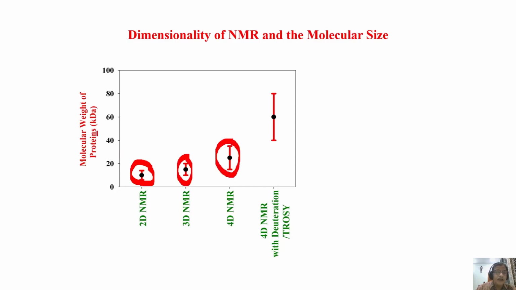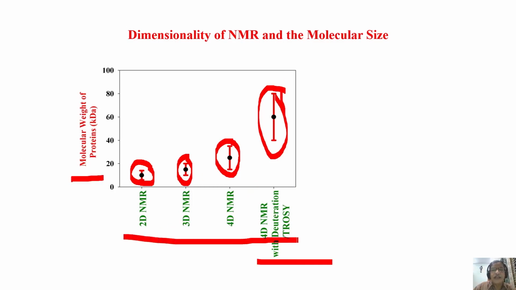And for an even bigger molecule, you need 4D NMR plus additional NMR techniques called TROSY, etc. I don't know whether I will have time to talk about TROSY. These are really sophisticated things which I don't think you require for routine analysis. I don't think I have time to cover them in this course. But basically, remember, depending upon the molecular weight, you have to choose the dimensionality.